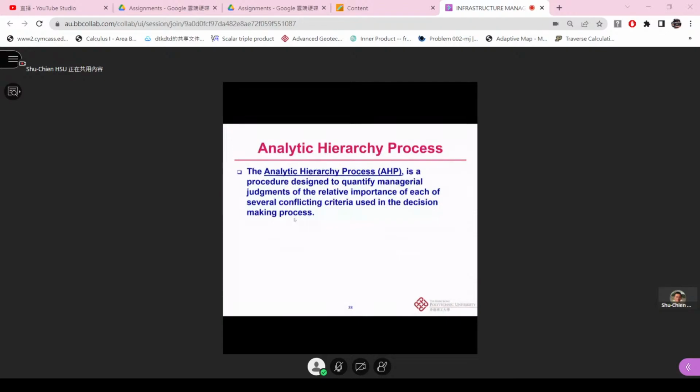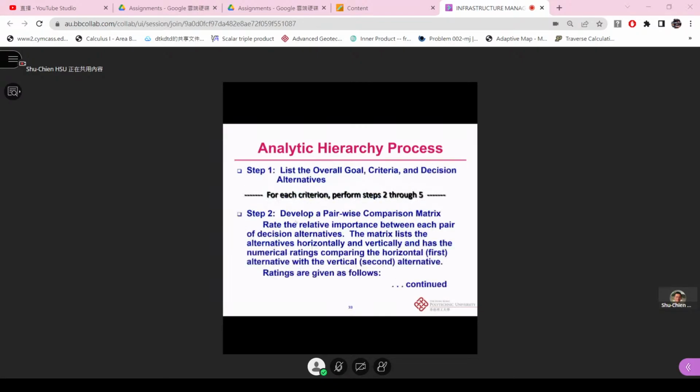This AHP is a procedure designed to quantify managerial judgments of the relative importance of each of several conflicting criteria used in the decision-making process. So there are several steps that we can follow for AHP, and I will use an example to demonstrate how to use it. For this one, the process is a bit complex, so you need to really follow along.